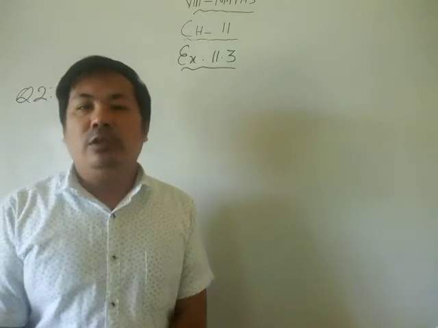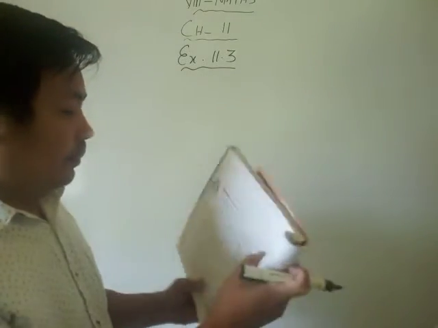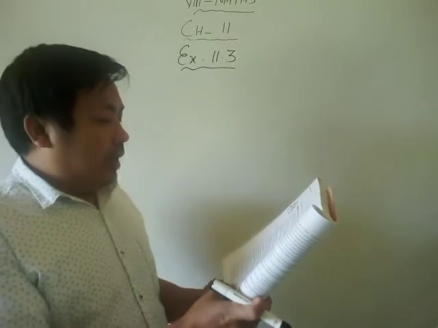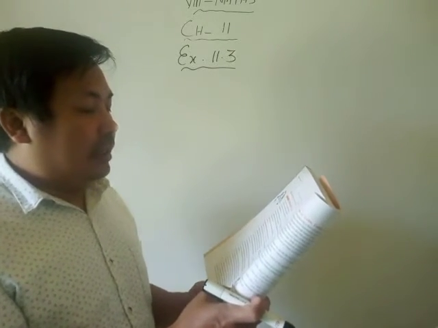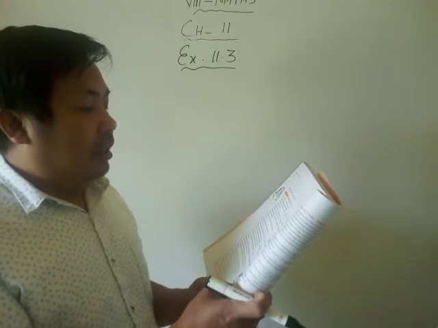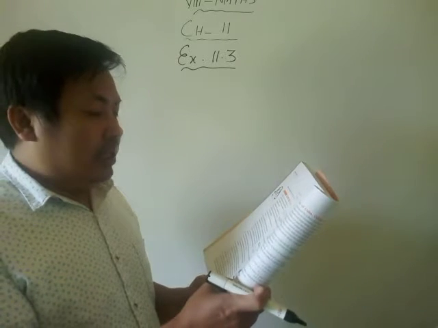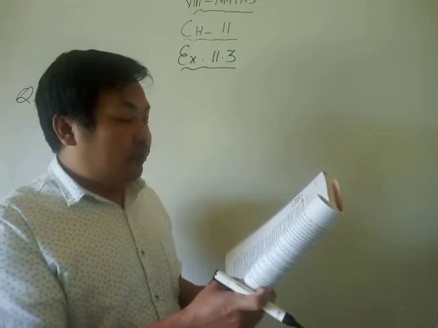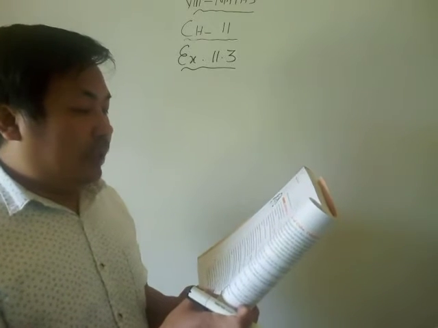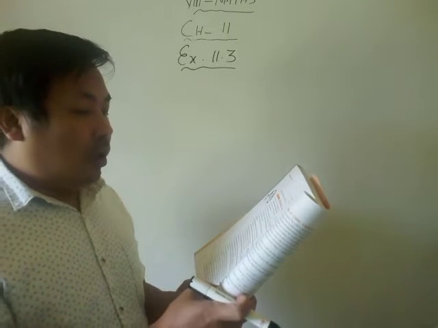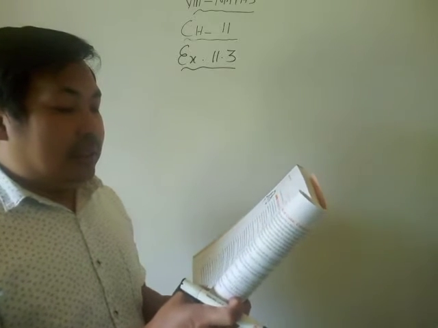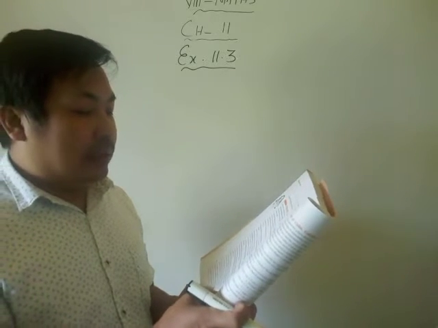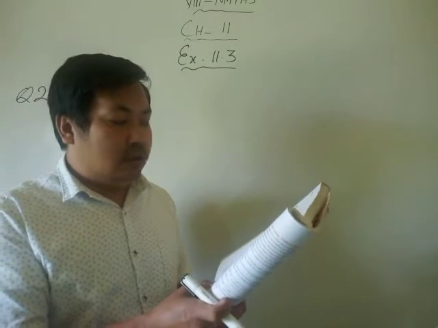In question number 2, it is saying that a suitcase with the dimensions 80 centimeter, 48 centimeter and 24 centimeter is to be covered with a tarpaulin cloth. How many meters of tarpaulin of 96 centimeter width is required to cover 100 such suitcases?